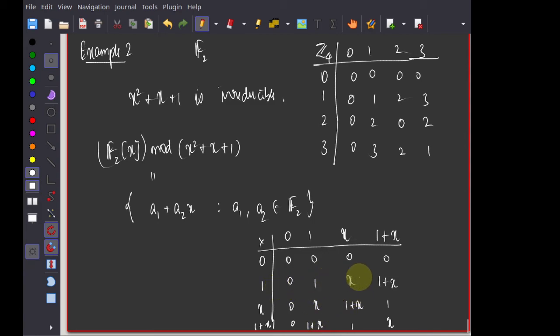So this is exactly a permutation of the elements 1, x, and 1 plus x, right? So every element has an inverse, right? Because every row has a 1 and every column has a 1. It is symmetric, so commutativity is preserved. We didn't really have to worry about that anyhow. So inverses exist. That was the only property which was not satisfied in general by, say, polynomials modulo something. So this is a field.